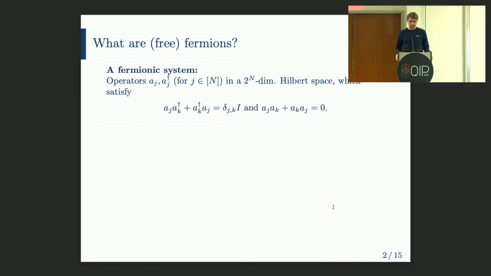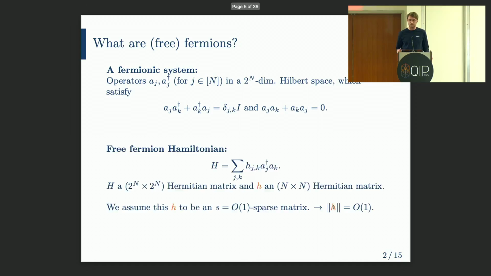So what are free fermions? A fermionic system in general is defined by creation and annihilation operators that you might have seen, a_j and a_j dagger, where j denotes a mode in the system. These are operators in the 2^n dimensional Hilbert space, which satisfy the anti-commutation relations on the slide. We focus on free fermions in particular. A free fermion Hamiltonian is an expression that is quadratic in these creation and annihilation operators, in the form over here. You see that this Hamiltonian itself, like the creation and annihilation operators, is an operator on a 2^n dimensional Hilbert space.